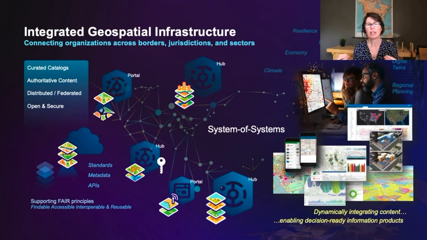Geospatial infrastructure is really helping to evolve SDI from being data-focused to being user-focused, putting actionable data to use in decision-ready information products. Geospatial infrastructure interconnects multiple organizations in an integrated system of systems. Distributed catalogs from multiple sources can connect using open standards and communication protocol, such as OGC's Catalog Services for the Web, or CSW.